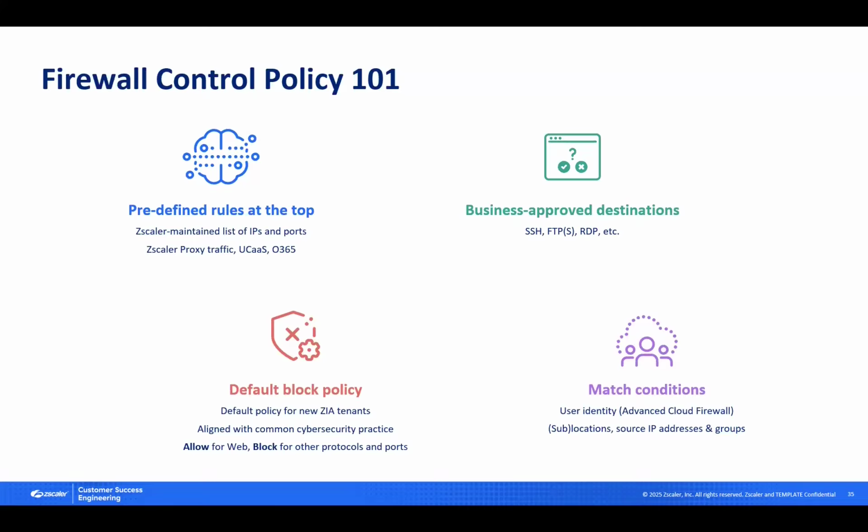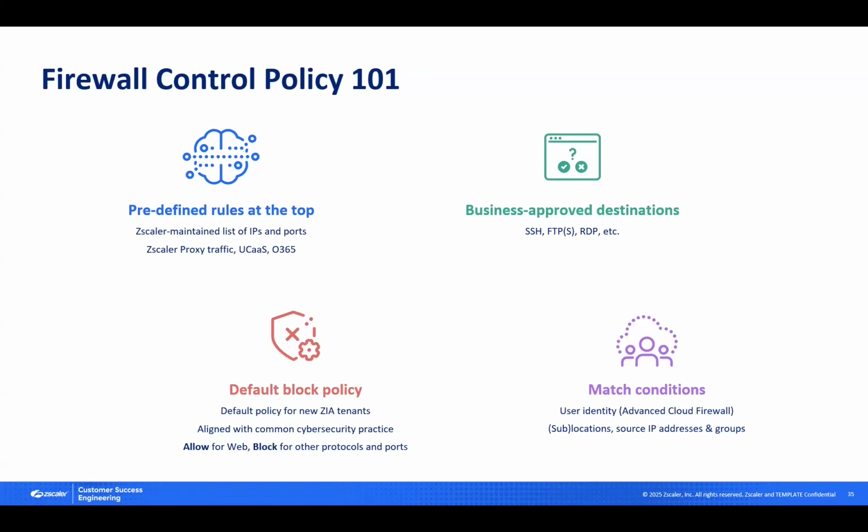Next, you'll note that a default block policy is in place for new tenants. If your tenant is over a certain age, you may find that this is not the case and you'll need to make some policy changes. This default block policy is aligned with common cybersecurity best practices. This allows web traffic and blocks all other protocols and ports.